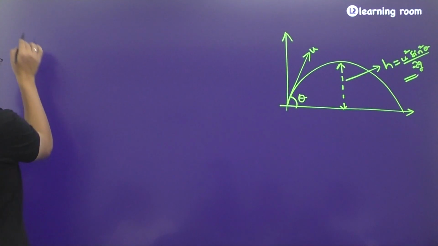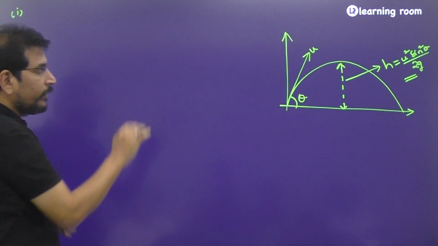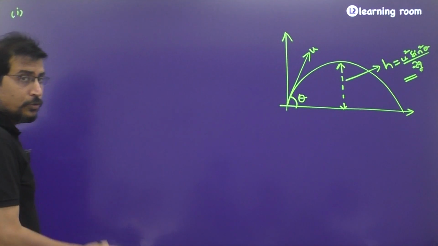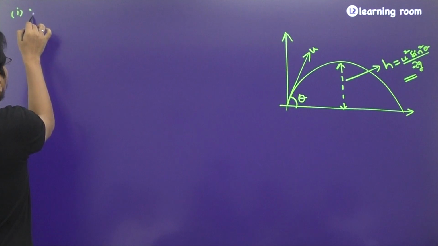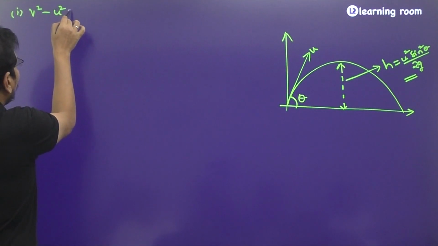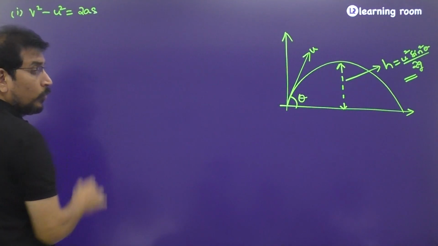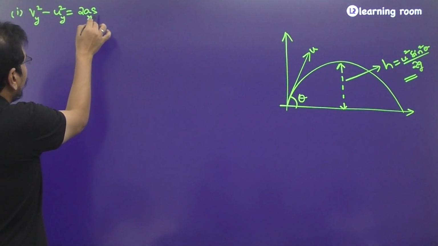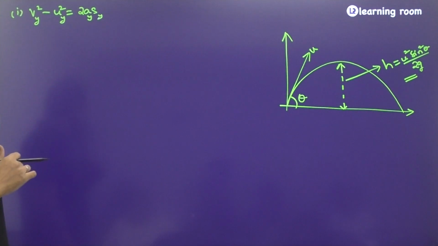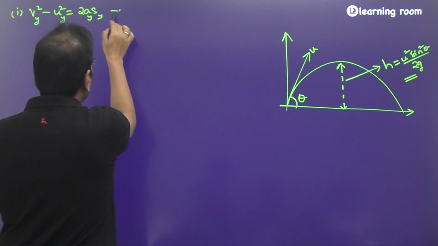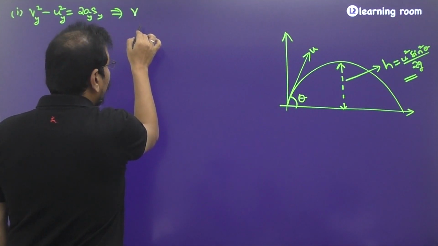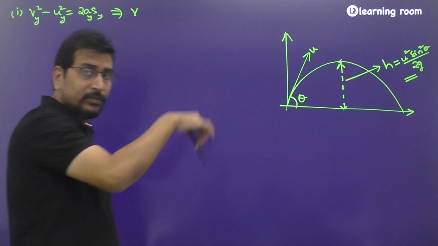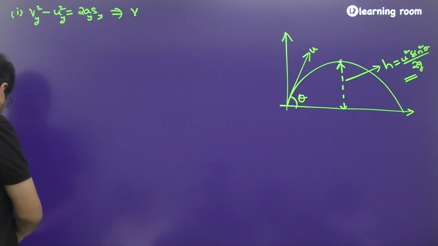One of the ways in which this can be derived is using the equations of motion. We use the equation v square minus u square is equal to 2as, and we apply it along the y direction. The velocity of the object at the highest position in the y direction is 0.